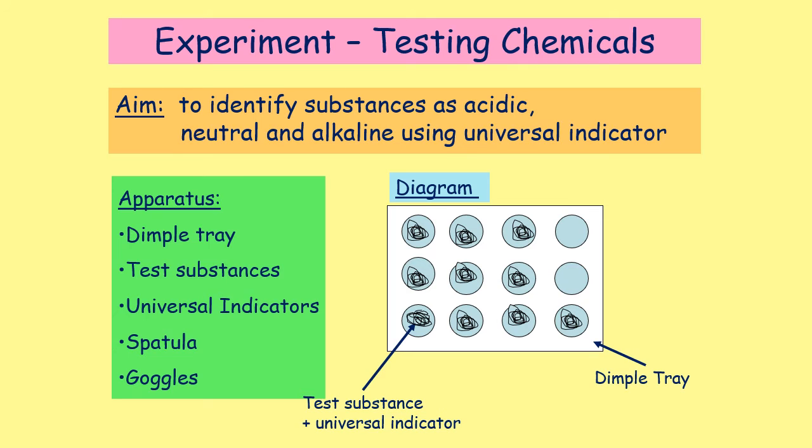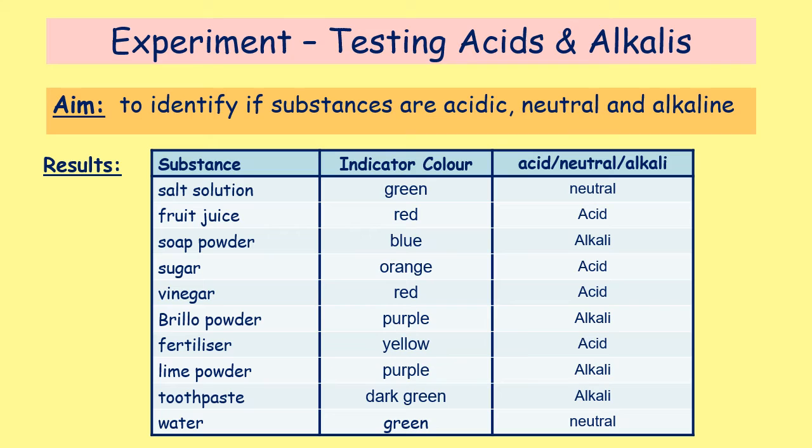Now, you would be given a series of different things to test, and if you did that, here's some of the results that you would get. So salt, so seawater, would turn it green, which would mean it's neutral. Fruit juice would turn it red, making it an acid. Soap powder, so soap powder is the powder that you would put in the washing machine to wash your clothes. It would turn it blue, meaning it's an alkali.